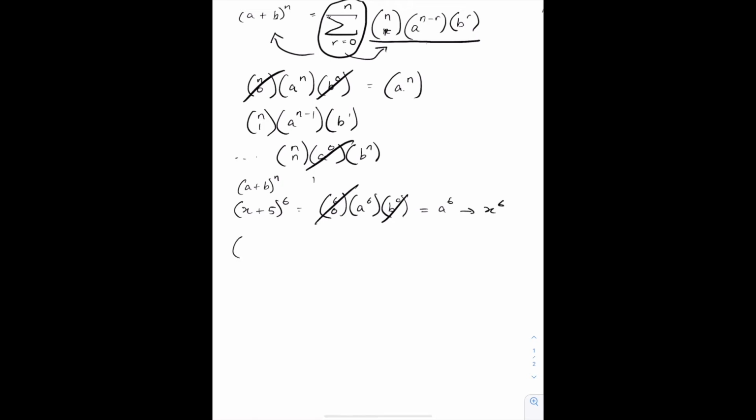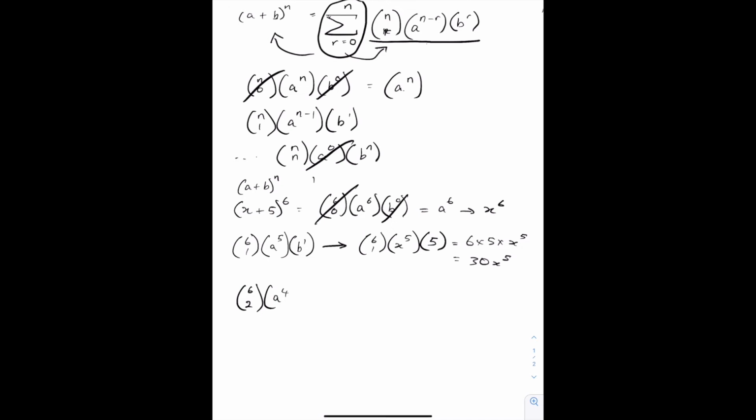Then we would do the second term, which is 6 choose 1, because r is increased by 1, times a to the power of 5, times b to the power of 1. And we know that a is x and b is 5, so it would be 6 choose 1 times x to the power of 5 times 5, because that's b. Now, if we were to use our calculator, we would know that 6 choose 1 is equal to 6. So that means that we have 6 times 5 times x to the power of 5, which means the next term is 30x to the power of 5. And we would keep doing this. Let's do this for one more term. That'd be 6 choose 2 times a to the power of 4, because it's decreasing by 1 again, times b squared. Let me just do 6 choose 2 real quick on my calculator, I think it's 15. Yeah, 6 choose 2 is 15.